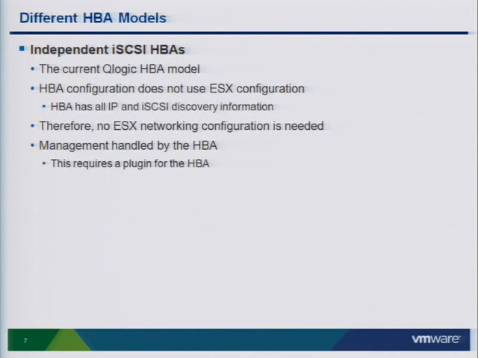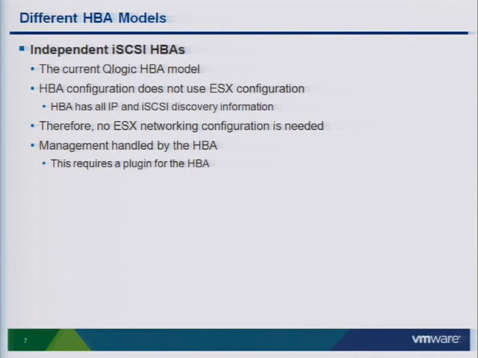We struggled a little bit to try to figure out how to describe the various different types of HBAs that you could have on an ESX system, and came up with the idea that basically they're independent iSCSI HBAs. This is the way that the current QLogic HBA works, if you're familiar with it at all. The HBA itself is entirely self-contained. You load up the IP information, the discovery information, all of that directly into the HBA. It does not use the ESX VMkernel networking stack at all.